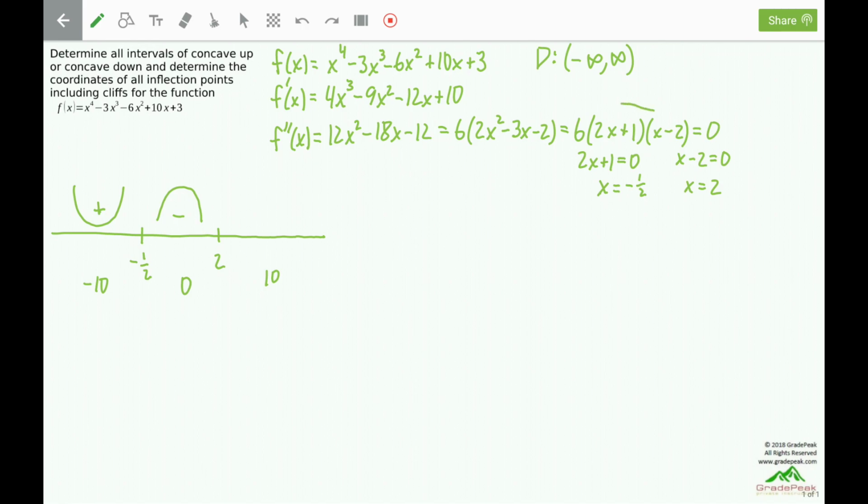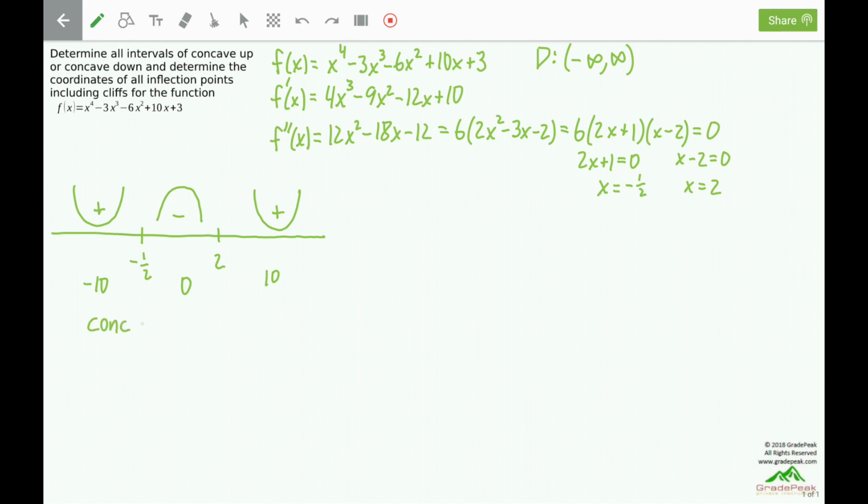We can now plug a positive 10 into the fully factored version of the second derivative. 2 times positive 10 is positive 20, plus 1 is a positive. 10 minus 2 is a positive. Positive times positive is positive, times the positive 6 will still be positive. We have a positive second derivative, which corresponds to concave up.